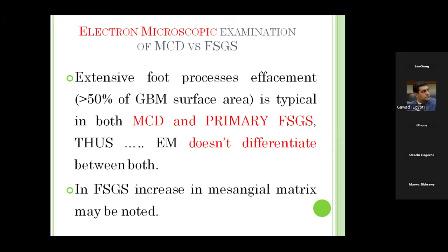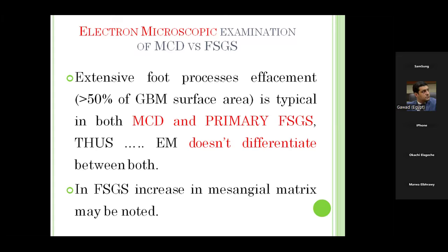We should mention that extensive foot process effacement, more than 50% of the glomerular basement membrane surface area, is typical in both minimal change disease and primary focal segmental glomerulosclerosis. So EM does not differentiate between primary focal segmental glomerulosclerosis and minimal change disease.